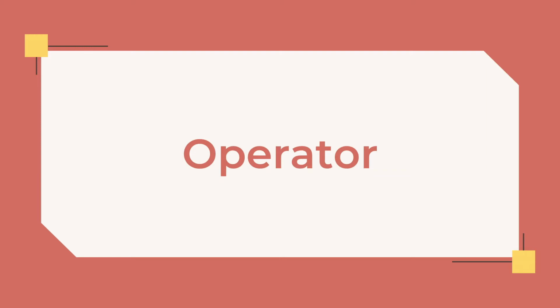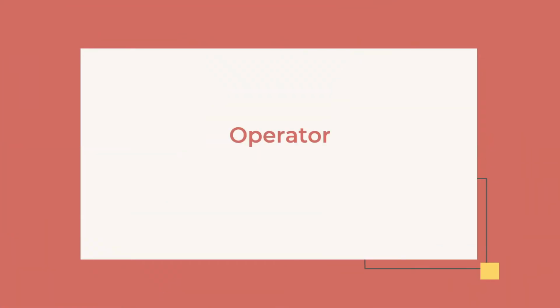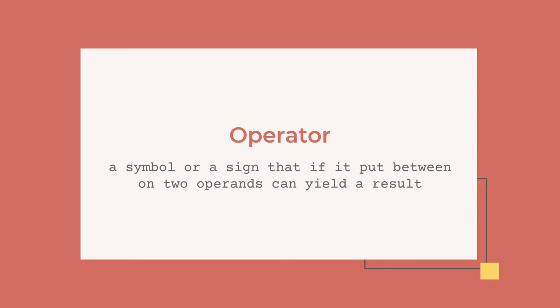We already knew about the basic data types, variables, and constants. However, for processing more complex programs, sometimes we need a symbol or sign to apply to variables. This symbol or sign is called an operator. An operator is a symbol or a sign that, if put between two operands, can yield a result. The operator has several types. Next, I will show you the various operators.